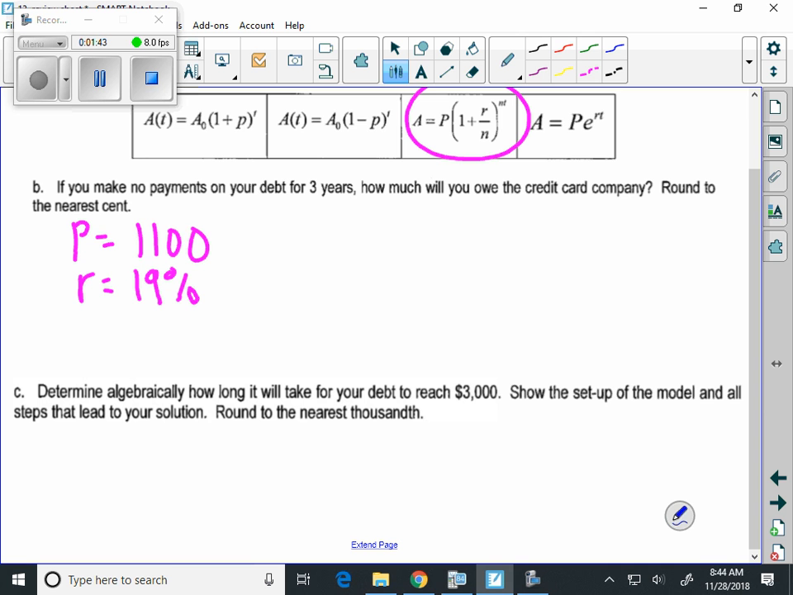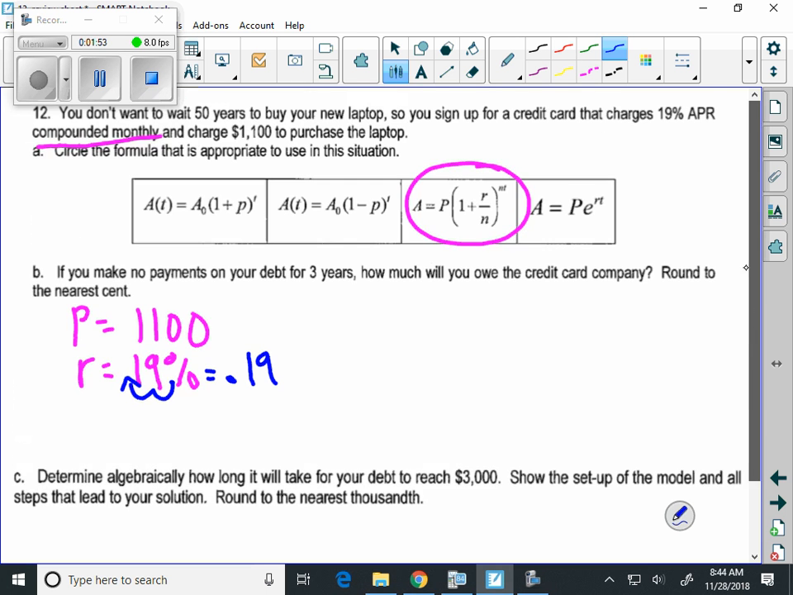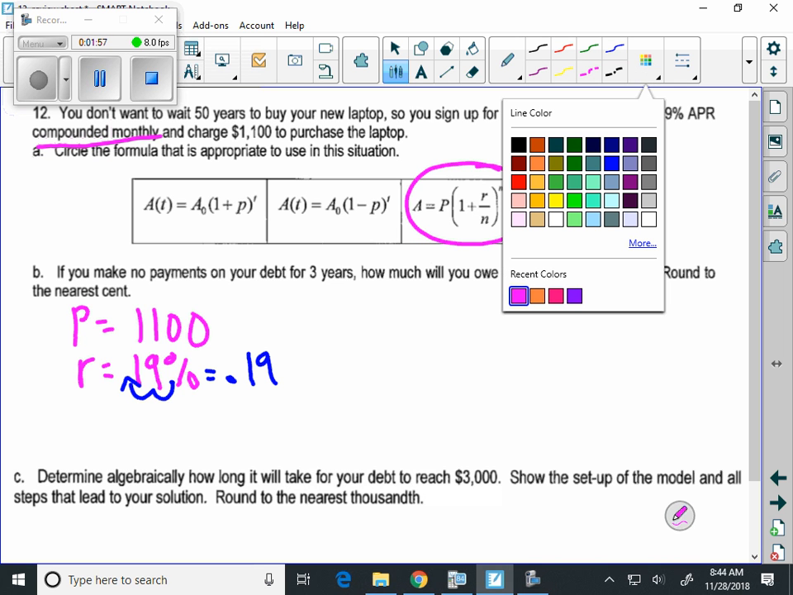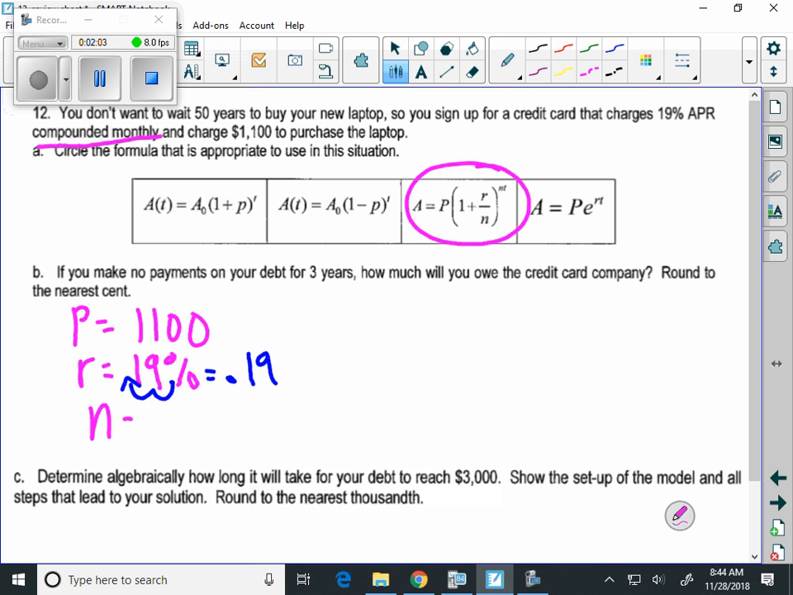We need to move the decimal point. Convert it to a decimal. So I'm going to move it to the left. So this is going to be 0.19. The compounded monthly, like I said, are important words there. Well, we're thinking, how many months in a year? Well, there's 12 months in a year.